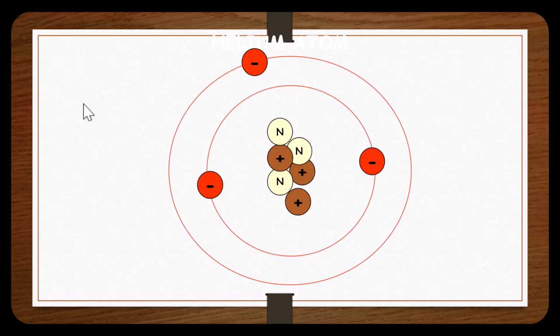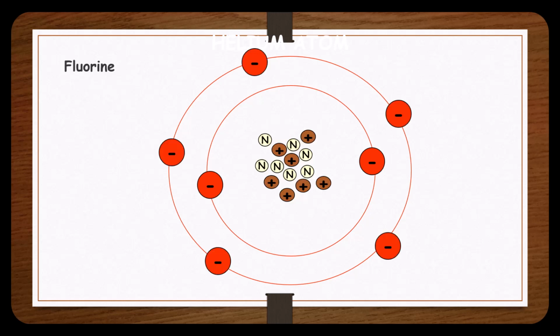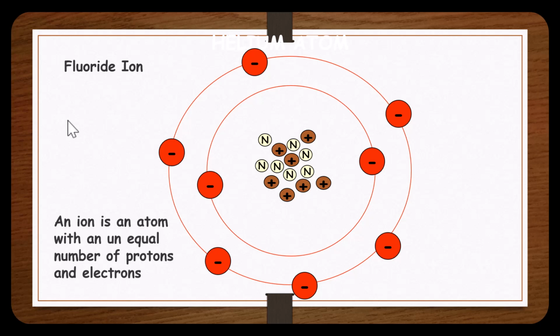Here we have a lithium atom with 3 electrons and 3 protons, and here we have a lithium ion with 2 electrons and 3 protons. So the protons and electrons would not be equal. Here's a fluorine atom with 9 protons and 9 electrons, and this would be a fluoride ion with 9 protons and 10 electrons. So the protons and electrons would not have the same number of subatomic particles. The number of protons and electrons would no longer be at a 1-to-1 ratio.